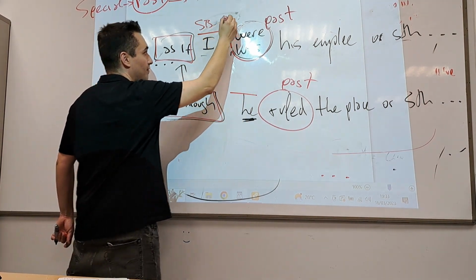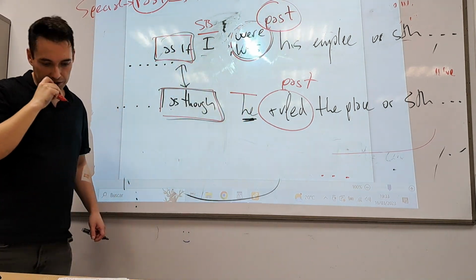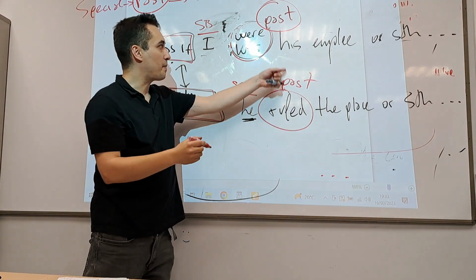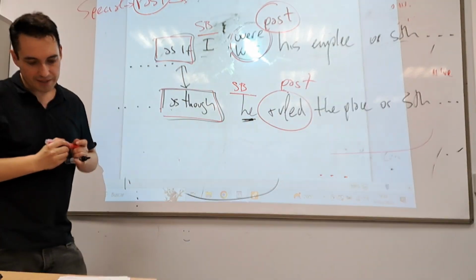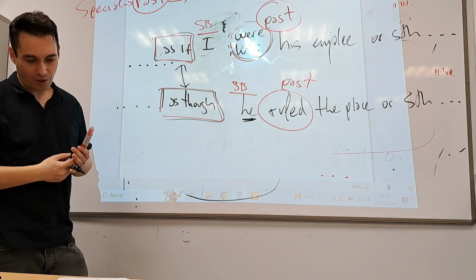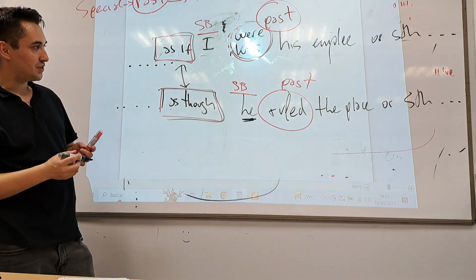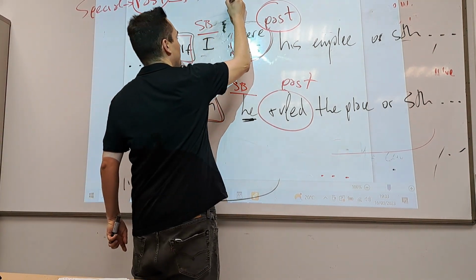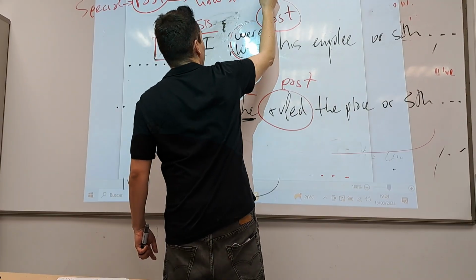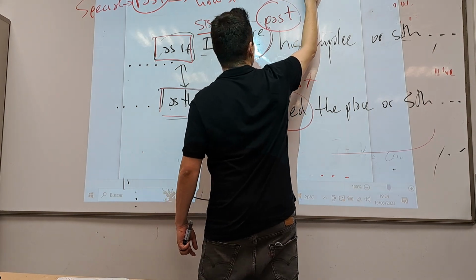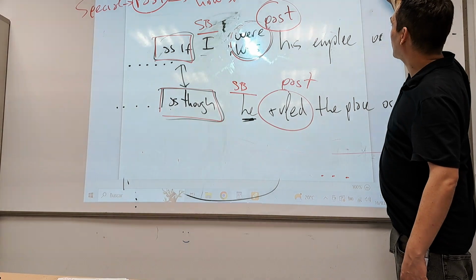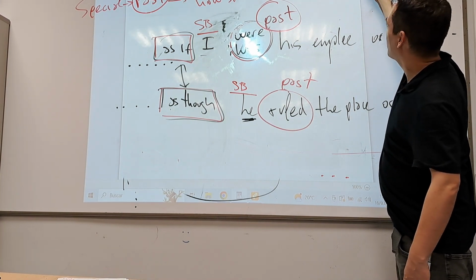Then after that, what is this? The subject, and then after that, the past. So, as if, as though, subject, and then the past. Again, we're using the past, and what is the effect? Like a comparison, yeah? How the situation feels. Sort of a comparison.